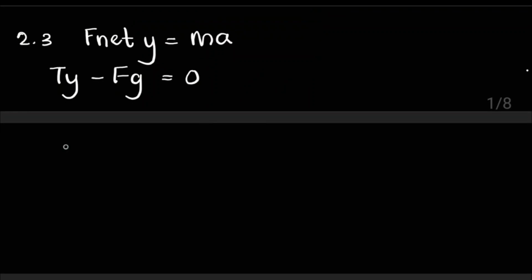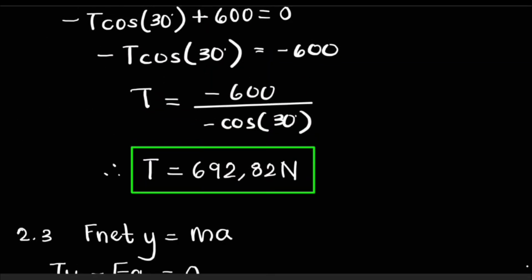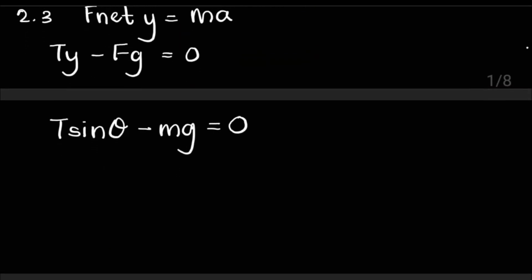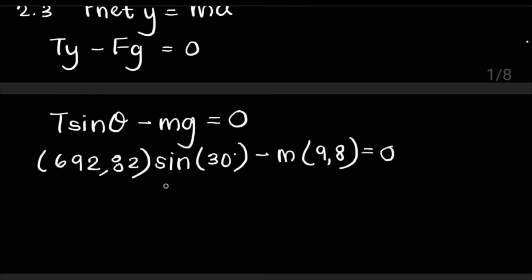Now expanding, Ty is T sine theta, Fg is mass times gravity. Let's now substitute. We had just calculated tension as 692.82. The angle is 30 degrees, so we have sine 30 degrees minus m. Remember, m is your unknown and gravity is 9.8. So we're going to simplify. I'm going to put this first term on the calculator. So I get 346.41. Simplifying my second term, that can actually stay as is.